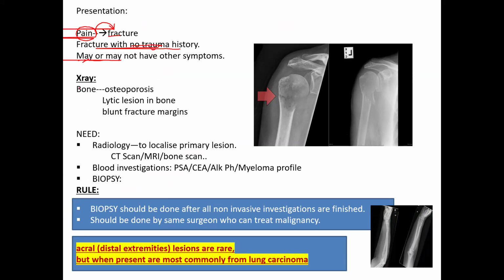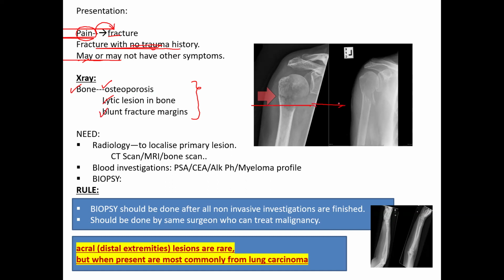How will you diagnose? So we do X-ray. So how will you differentiate on X-ray the normal bone getting fractured from the bone which is pathological and getting fractured? So these three things you need to remember. One, the bone will be more osteoporotic in pathological fracture. Bone will be having lytic lesion around the fracture site. And third thing is the fracture ends are blunt. They are not sharp.